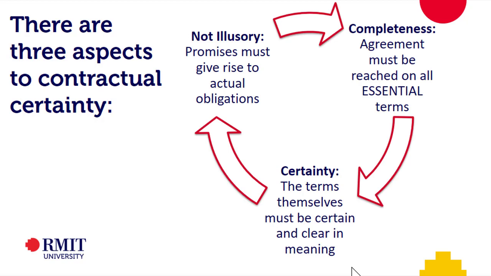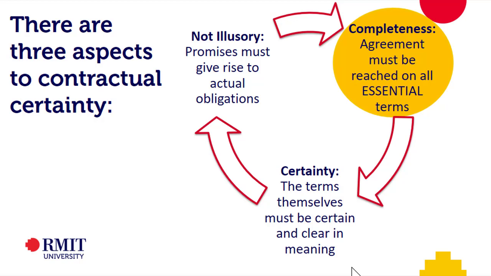Okay, so looking at this map, this is where we're starting. Completeness requires agreement on all of the essential terms. So what's an essential term? Price. Price is usually an essential term, not always, but usually. What else might be an essential term? The subject matter of the agreement. It absolutely depends on the context.